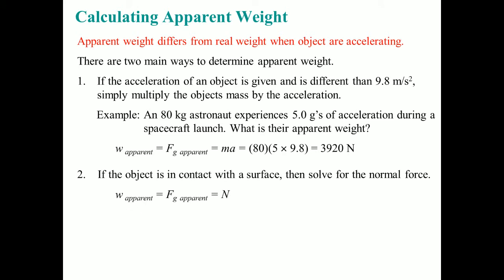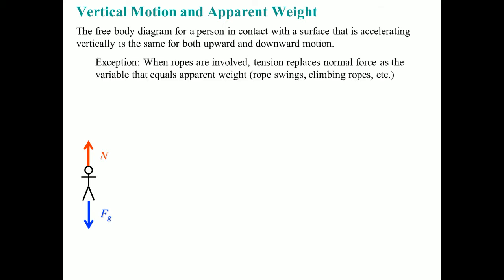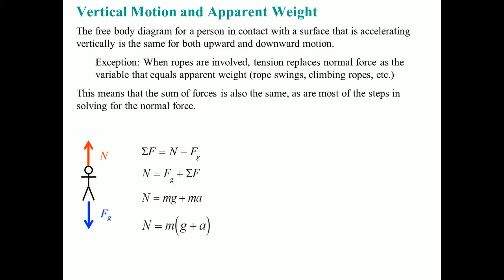If the object is actually in contact with a surface, all we do is solve for the normal force. You're going to see the examples in the next slide. Before we do that, we have to talk about the diagram here. A free body diagram for a person in contact with a surface that is accelerating vertically is the same for both upwards and downwards motion. Here's the exception. When ropes are involved, tension replaces the normal force as the variable that equals the apparent weight. This means that summing the forces is also the same as most of the steps in solving for the normal force.